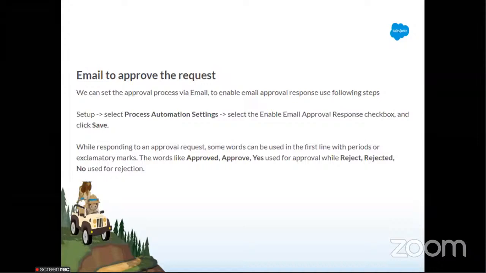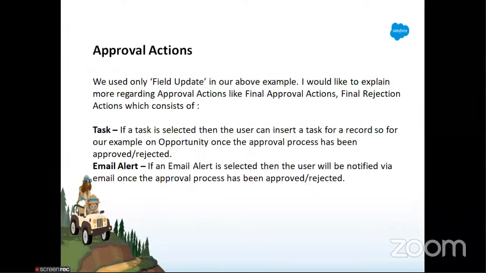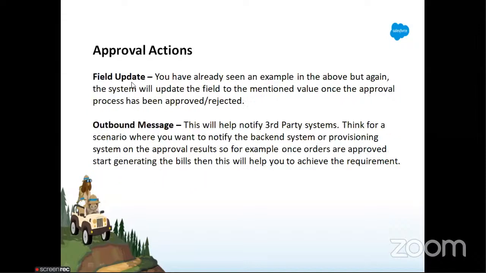This task can be sending an email. If you want to send an email, before sending it you first need to create a template for that. The template can be created as we did in a workflow rule, right? In approval actions, we can create a task, we can send email alerts, we can update fields, and we can also send outbound messages.